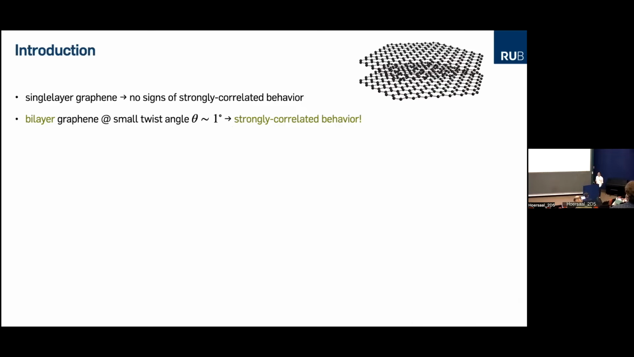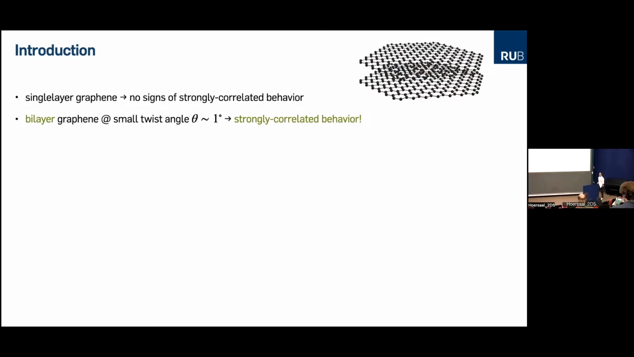So let's get started. Here's my motivation to look into a slightly different Moiré system than twisted bilayer graphene. To motivate that, let me just mention that for different reasons, we've been quite enthusiastic in the last 10 to 15 years about single layer graphene in the first place. But one of the reasons that we would have enjoyed graphene even more did not show up. That is strongly correlated behavior. And that was not for the lack of trying.